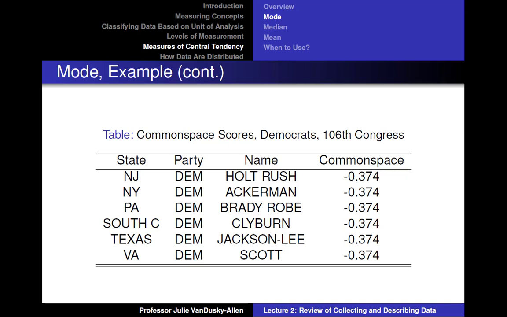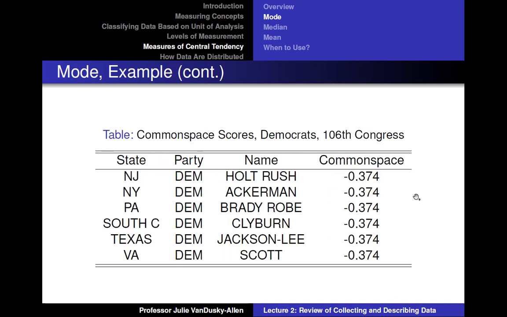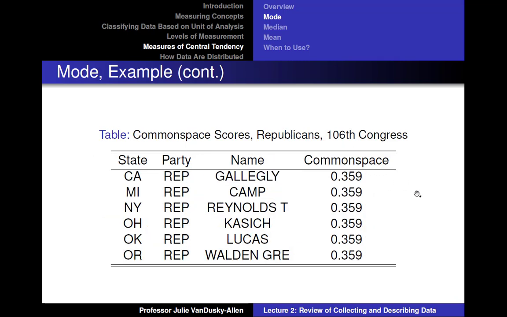There were two modes in this data. The mode for Democrats was -0.374, and the mode for Republicans was 0.359. In both cases, there were 6 observations with a value of -0.374 and 0.359. There were no values in the dataset where 7 or more observations share the same value.